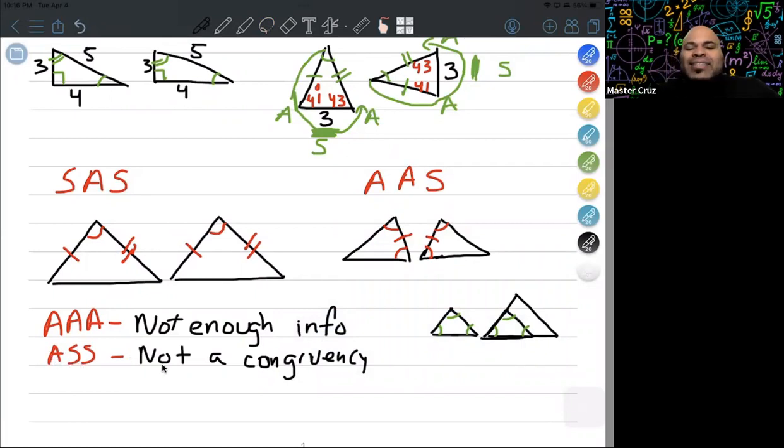Also, angle, side, side is not a congruency, or backwards, side, side, angle. Angle, side, side is not a congruency because there's no ass in math, all right?